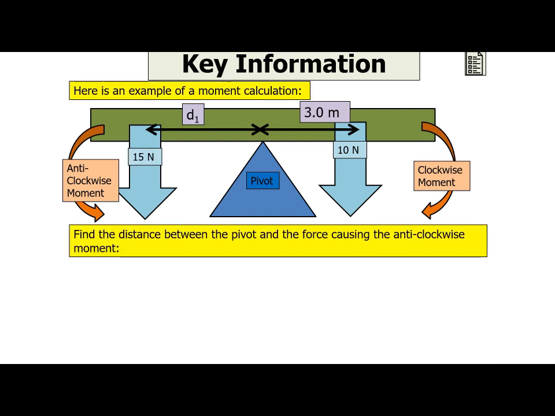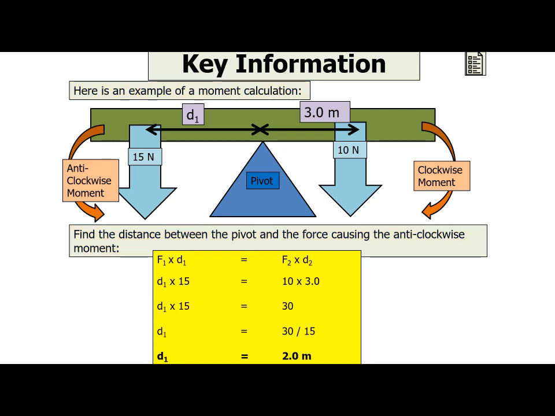Here's another example of a moment calculation. Find the distance between the pivot and the force causing the anti-clockwise moment. So in this situation, we can say force 1 times distance 1 equals force 2 times distance 2. And then at that point, we can say that distance 1 times 15 equals 10 times 3. So distance 1 equals 30 over 15. So distance 1 equals 2 meters.